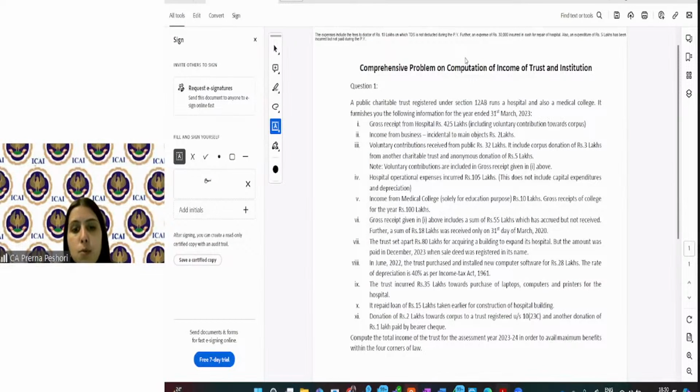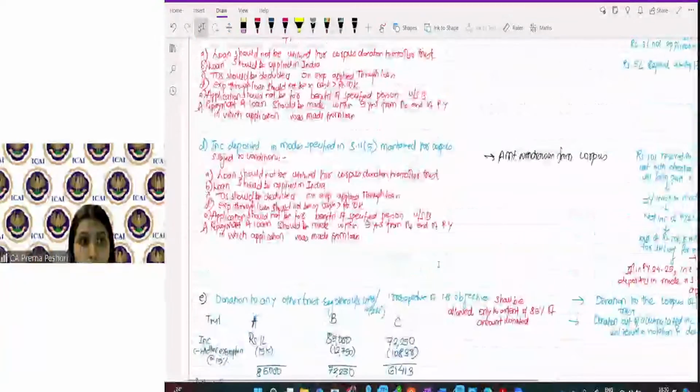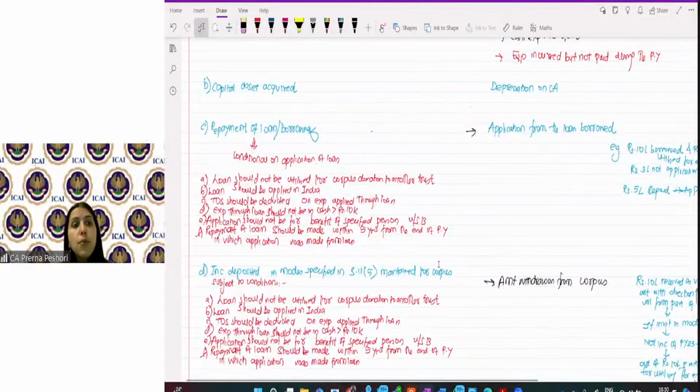It repaid the loan of rupees 15 lakh taken earlier for the construction of the hospital building. So repayment of loan. Now here you can, in fact, modify this adjustment in line with the amendment that has been made. So if you are repaying the loan, it is allowed, but there are conditions to that. You will write those conditions. That the loan should not be utilized for the corpus donation to another trust. Loan should be applied in India. That if any expenditure is paid through the loan, the TDS should be deducted on the expenditure. Expenditure paid through the loan should not be in cash more than 10,000. Application should not be for benefit of any specified person.